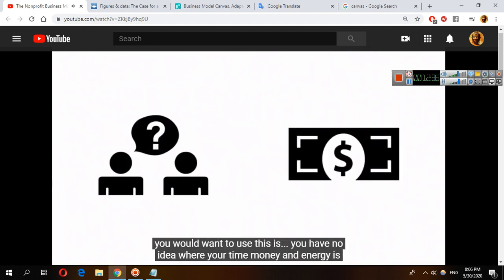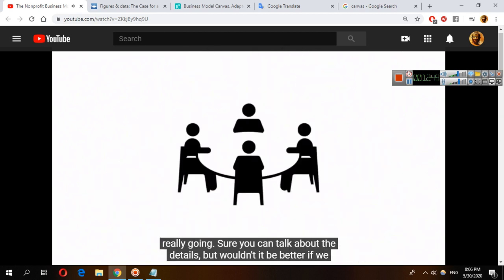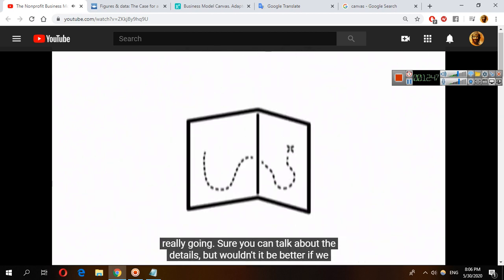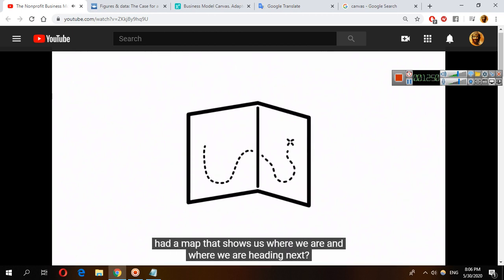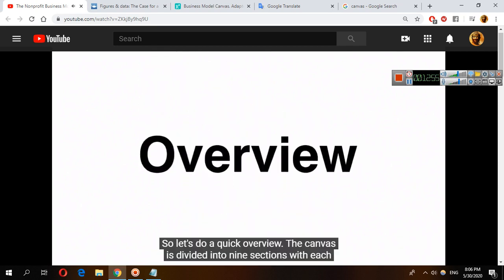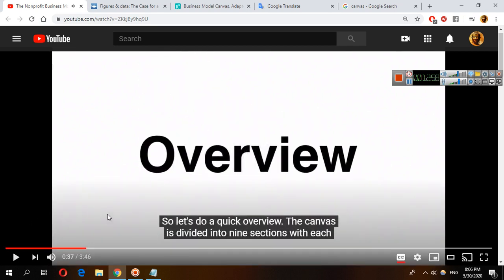And one reason why you would want to use this is you have no idea where your time, money, and energy is really going. Sure, you can talk about the details, but wouldn't it be better if we had a map that shows us where we are and where we are heading next? So let's do a quick overview. Right? He gives good reasons why you should use the social business model canvas. And I'm not repeating it, I just do these little pauses so that you can analyze this video in depth, right?